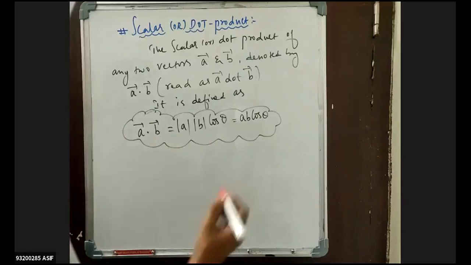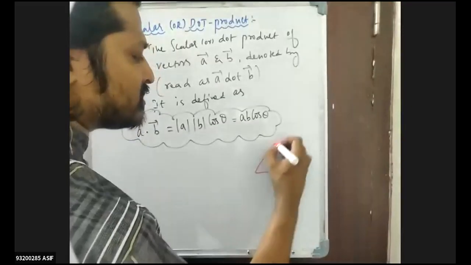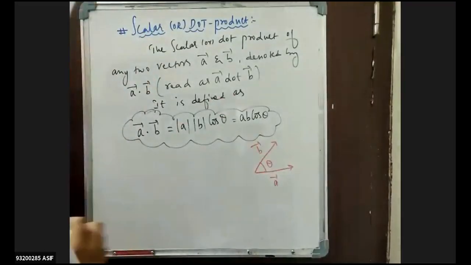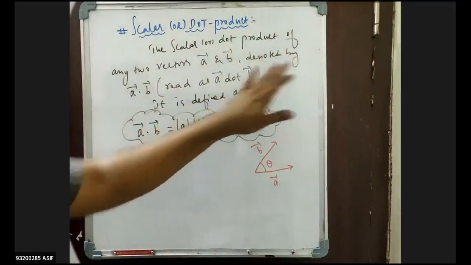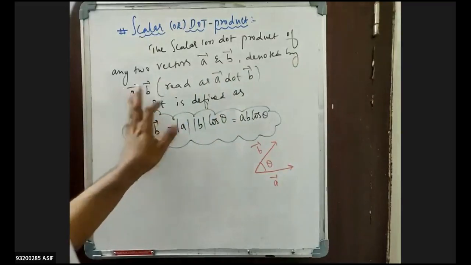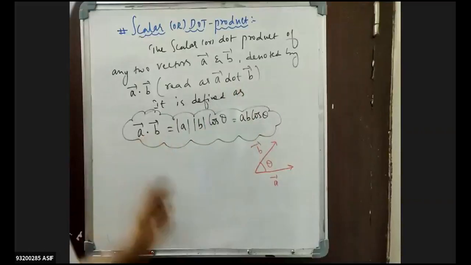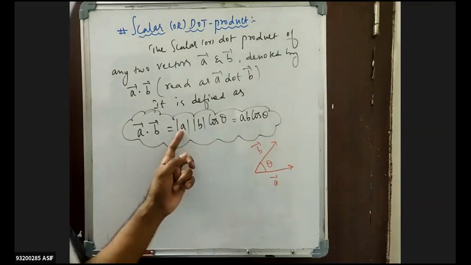What is the theta here? Theta is the angle between the two vectors. If this is vector A bar and this is vector B bar, theta is the angle between them. So what is the scalar product or dot product? The scalar or dot product of any two vectors A bar and B bar is denoted by A bar dot B bar, read as A bar dot B bar. It is defined as A bar dot B bar equals magnitude of A, magnitude of B into cos theta. Because if you take the magnitude, you get a number.